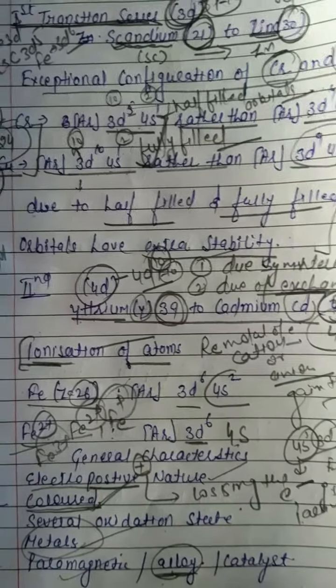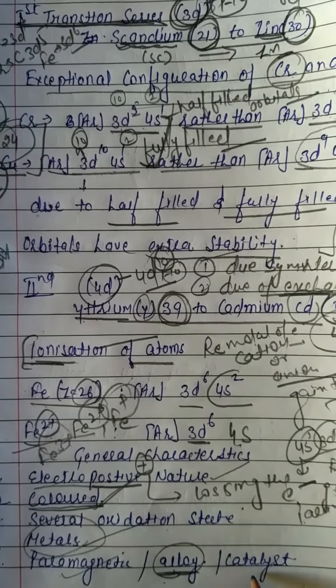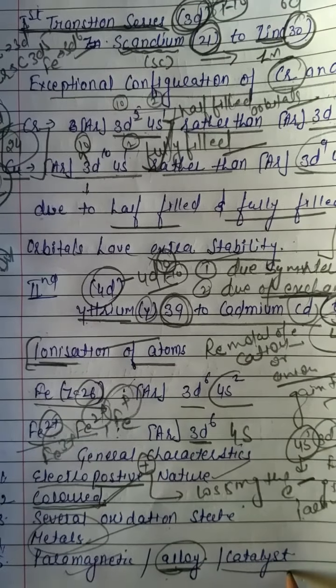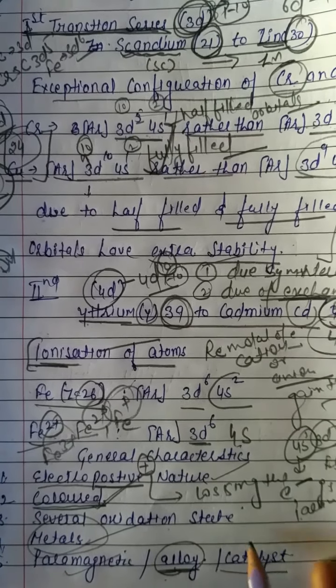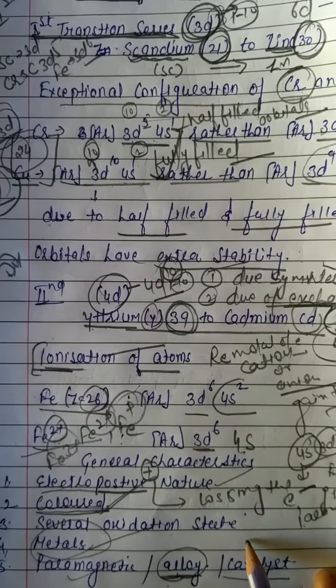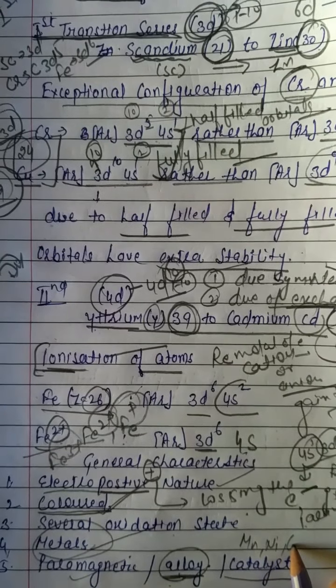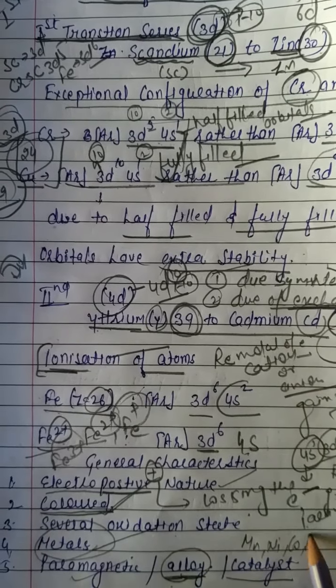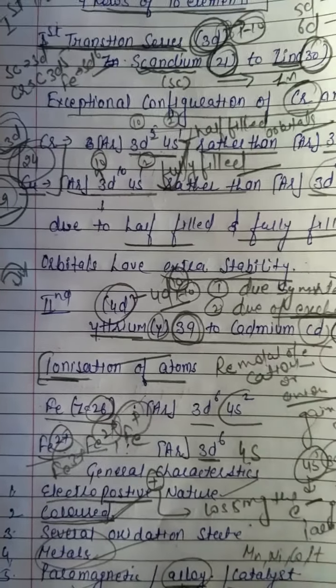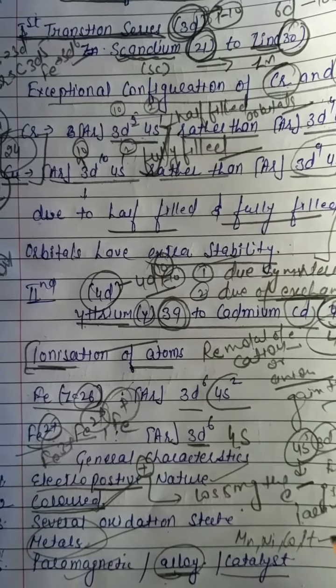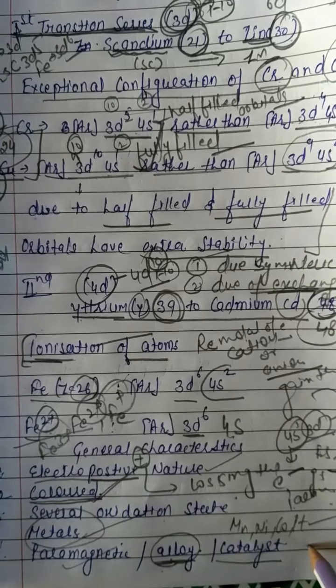Mostly the elements present in the d block are used as catalysts, for example manganese, nickel, cobalt, platinum. These are used as catalysts. They are used to speed up the reaction.